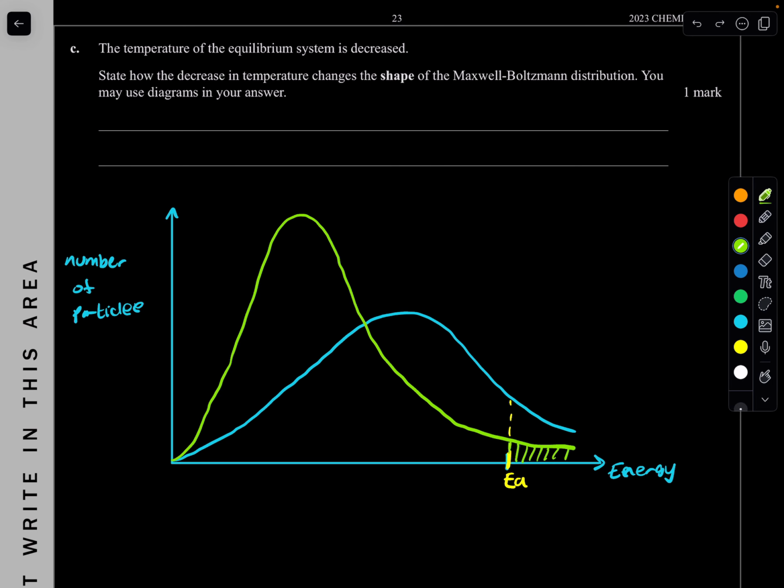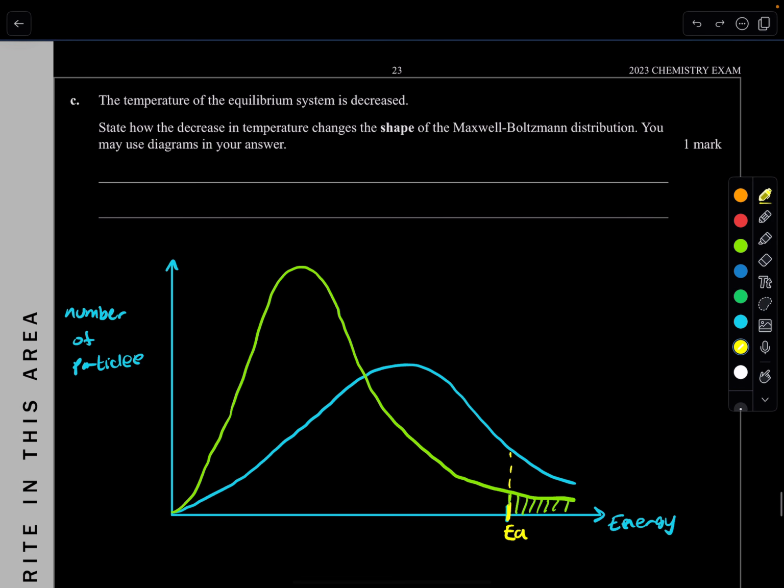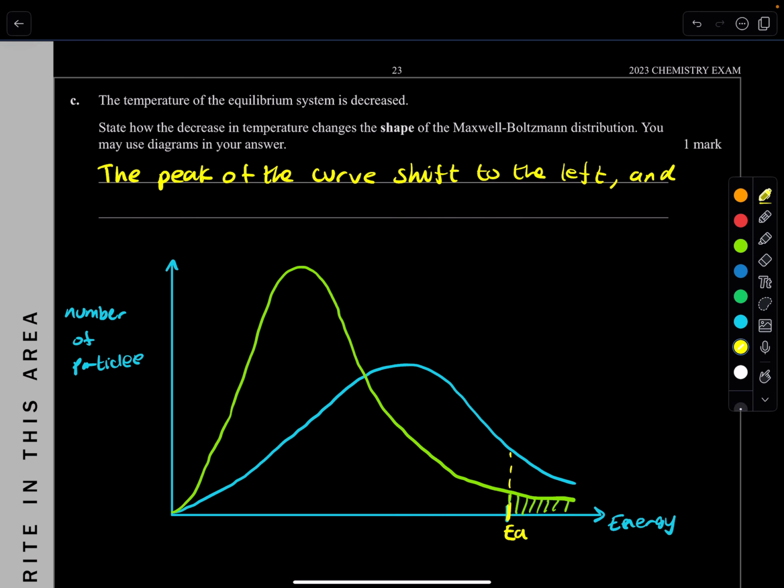So how does it look like? So it changes shape. What it basically looks like is, you know, the peak here. So originally it was here. Now it's shifted to the left. And you can see that the width here was larger, whereas the width here becomes smaller. So that's the changes that I see. So we're going to write those. So the peak of the curve shifts to the left, and the width becomes smaller. And that is it for 1 mark.